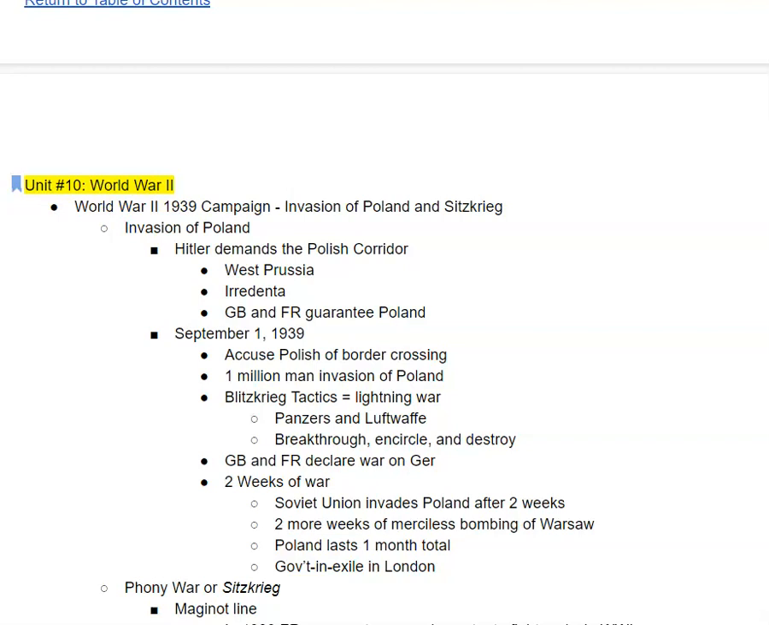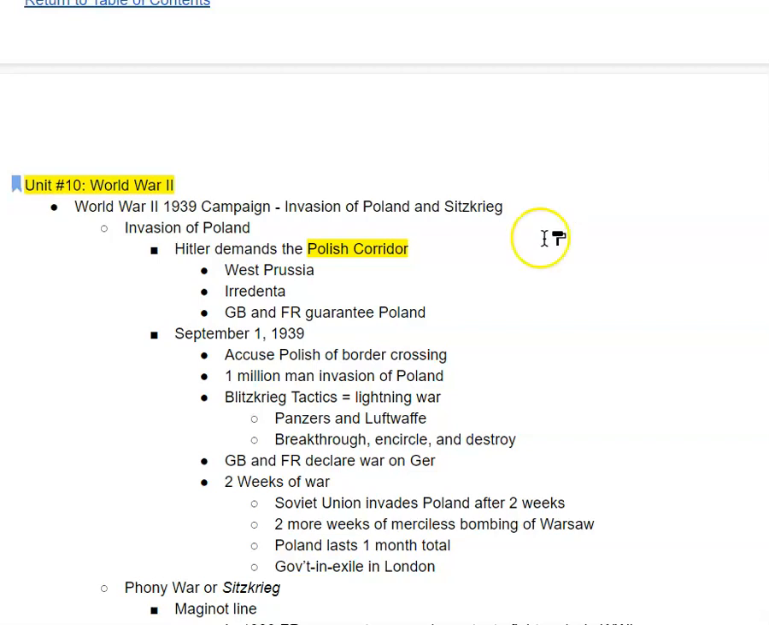In later 1939, Hitler makes a demand of Poland that Poland surrender a piece of land called the Polish Corridor to Germany. This was a piece of land taken from Germany after World War I during the Treaty of Versailles and given to Poland. The people who live there are a mix of Poles and Germans, and it was a way to give Poland one major seaport, the city of Danzig. However, many of the people living there were German.